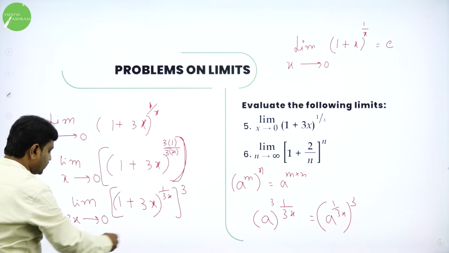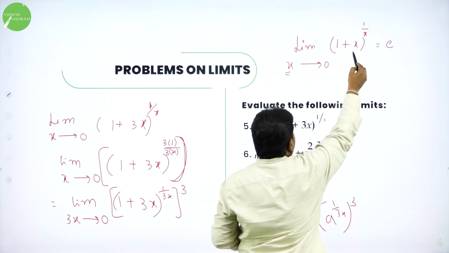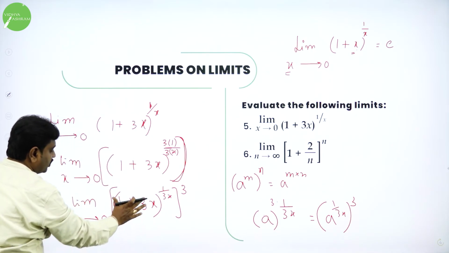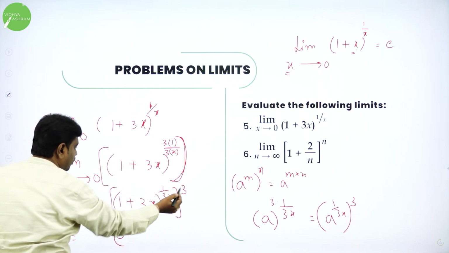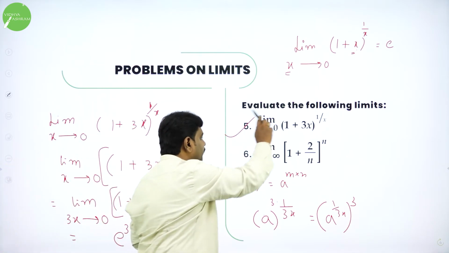Now you know limit for this is e. So we have a formula: if this part and this part and this part are the same, the answer is e, but we have a cube. For the base, if you apply limit, it will become e, and the power is 3. The answer is e cube. e cube is the answer for the fifth one.